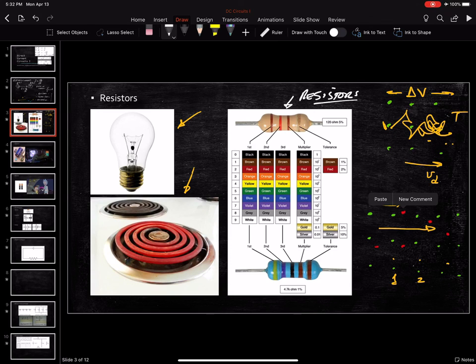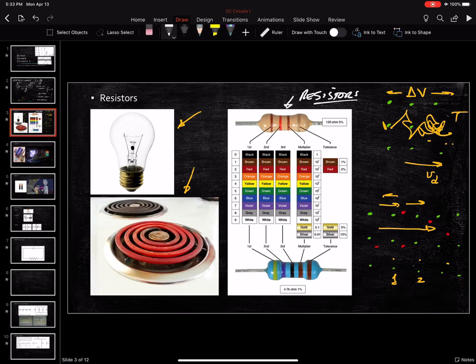And again, the colors here represent something, and when you get good at it, which I'm not, you can look at this thing and say, oh, I know what this resistor is, and so on. Okay? And so these are resistors. Again, basic circuit elements. One of the three basic circuit elements we're going to talk about today.